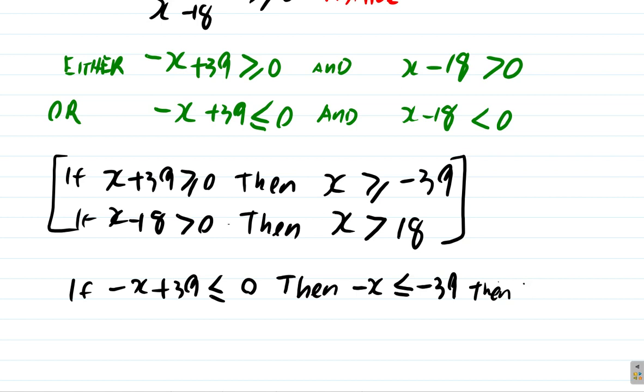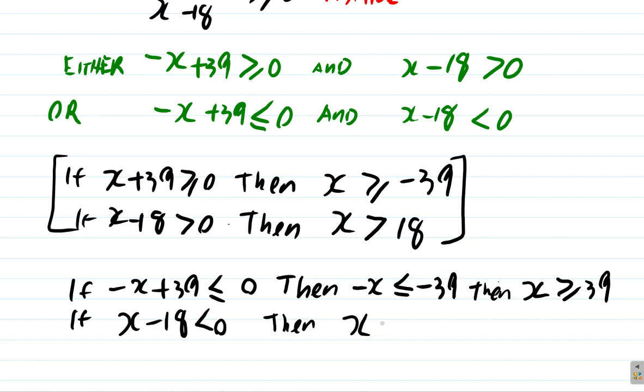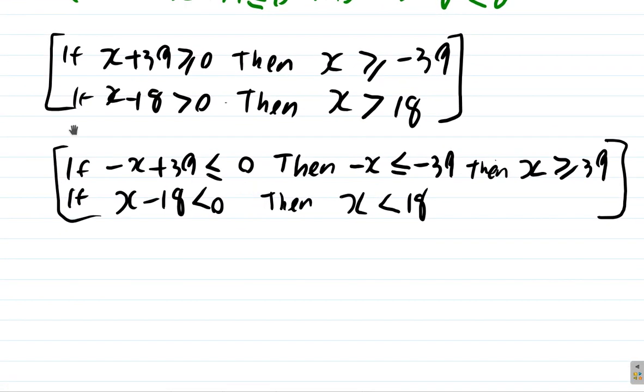Then what happens is positive x is greater than or equal to positive 39. See that? And then this case now that accompanies it is x minus 18 is less than 0. So if x minus 18 is less than 0, then what you have is x is less than 18. So this is the other possible case. Now what happened here?